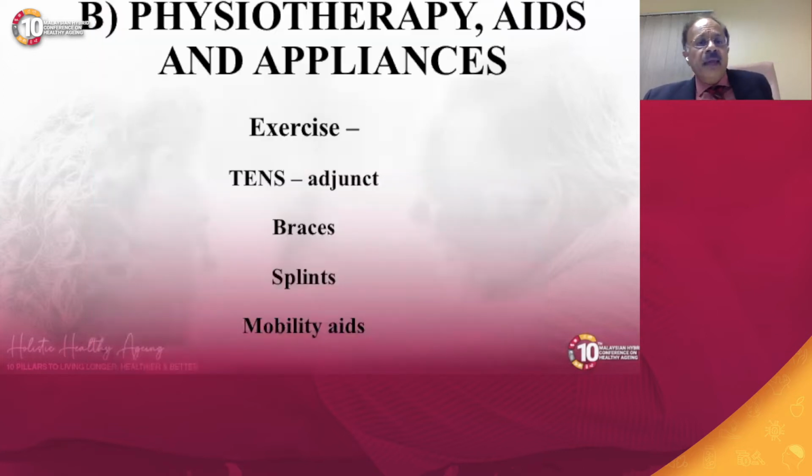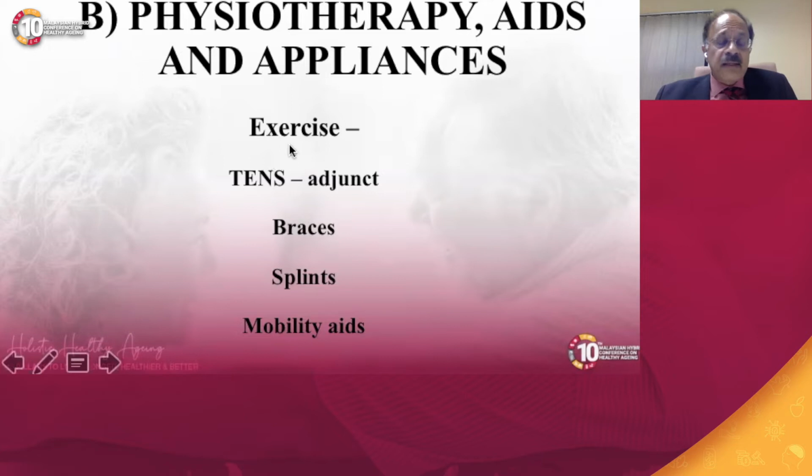Coming to physiotherapy, aids, and appliances, we have exercise, which is the mainstay of conservative treatment. What is not surgical is considered conservative. So exercises are very, very important. They're usually lifelong. They should be done regularly and systematically, and should be taught by a professional. TENS is basically transcutaneous electrical nerve stimulation. It's an adjunct. It can help to relieve pain and can be done by physiotherapists.